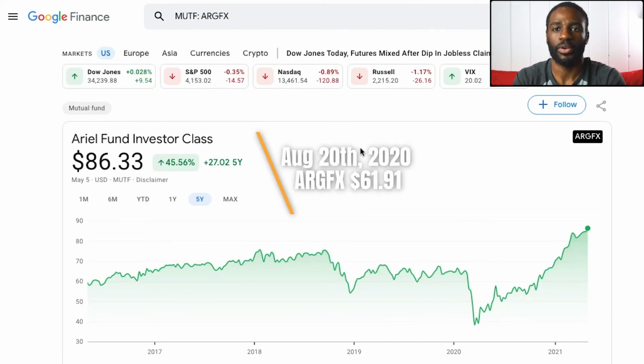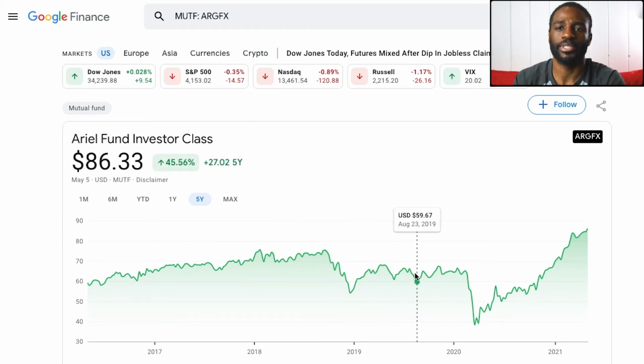On August 20th, it was at $61.91 a share, right? Down from that $67 price that we were looking at before. So it's definitely still a good time to buy. You could have waited a couple more days. It went down some more, but let's say we bought on that day, for example. As you can see, the mutual fund is following a similar pattern to how the Dow is moving as well. So they both are moving in a very similar manner.